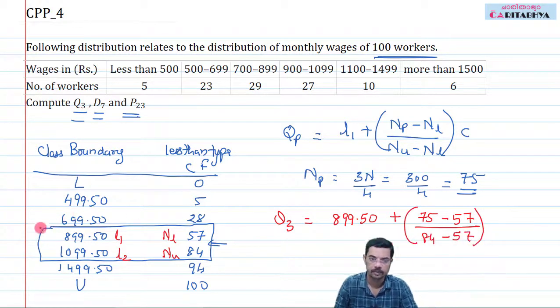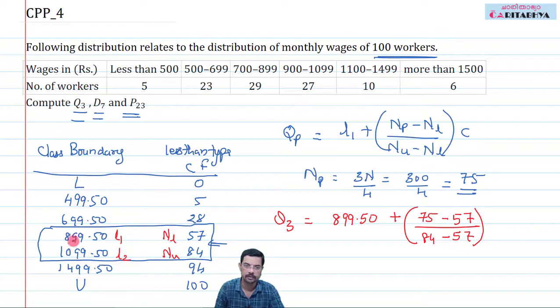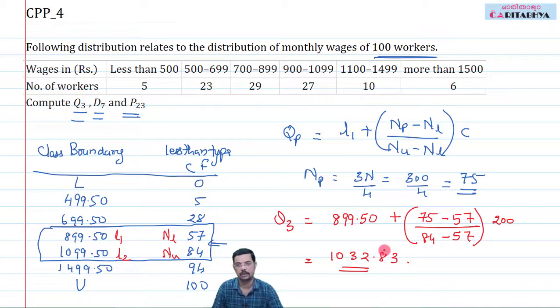C is 1099.50, L2 minus L1, right? 1099.50 minus 899.50, so that is equal to 200. So you can calculate this thing. When we calculate, Q3 will be 1032.83. Okay, so this is the third quartile.